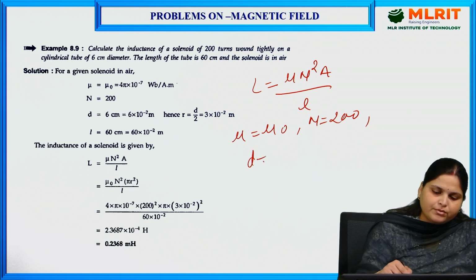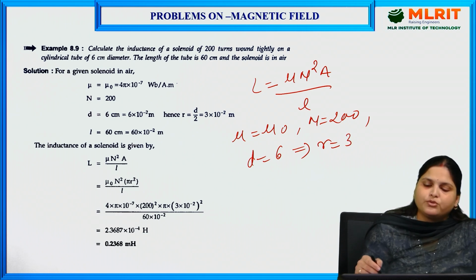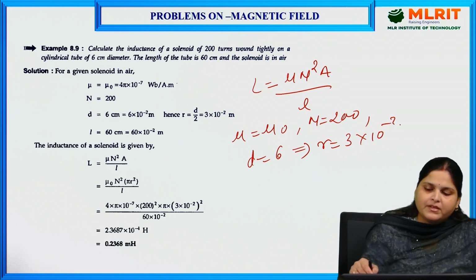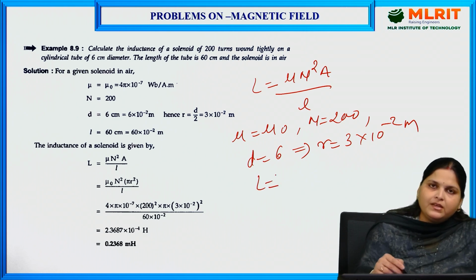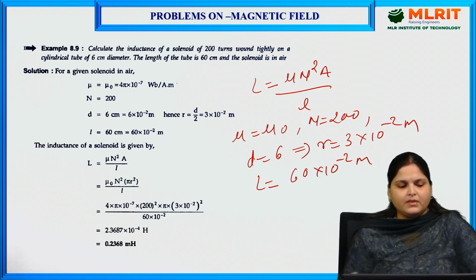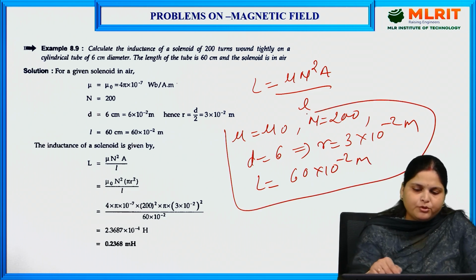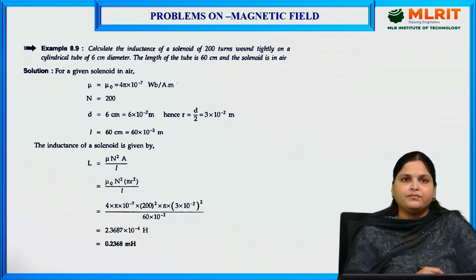D is equal to 6 centimeter is given, meaning diameter. If we want to write the radius from here, it will become 3, and we have to write these quantities in meters. So 3 into 10 to the power minus 2 meter. Also the length is given in centimeters, so it will become 60 into 10 to the power minus 2 meter. All these parameters we need to put into the formula of inductance of the solenoid.